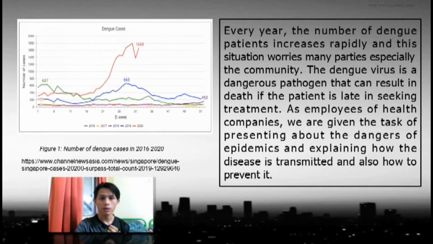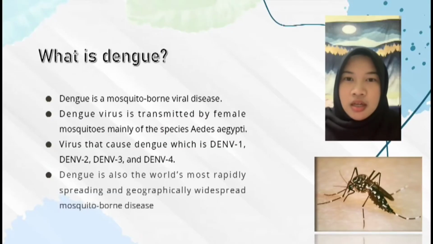As employees of a health company, we are given the task to give a presentation on the danger of outbreaks in a healthcare company and explain how the disease is transmitted. Also, we will explain the ways of prevention from the dengue virus. Dengue 1 until dengue 4.